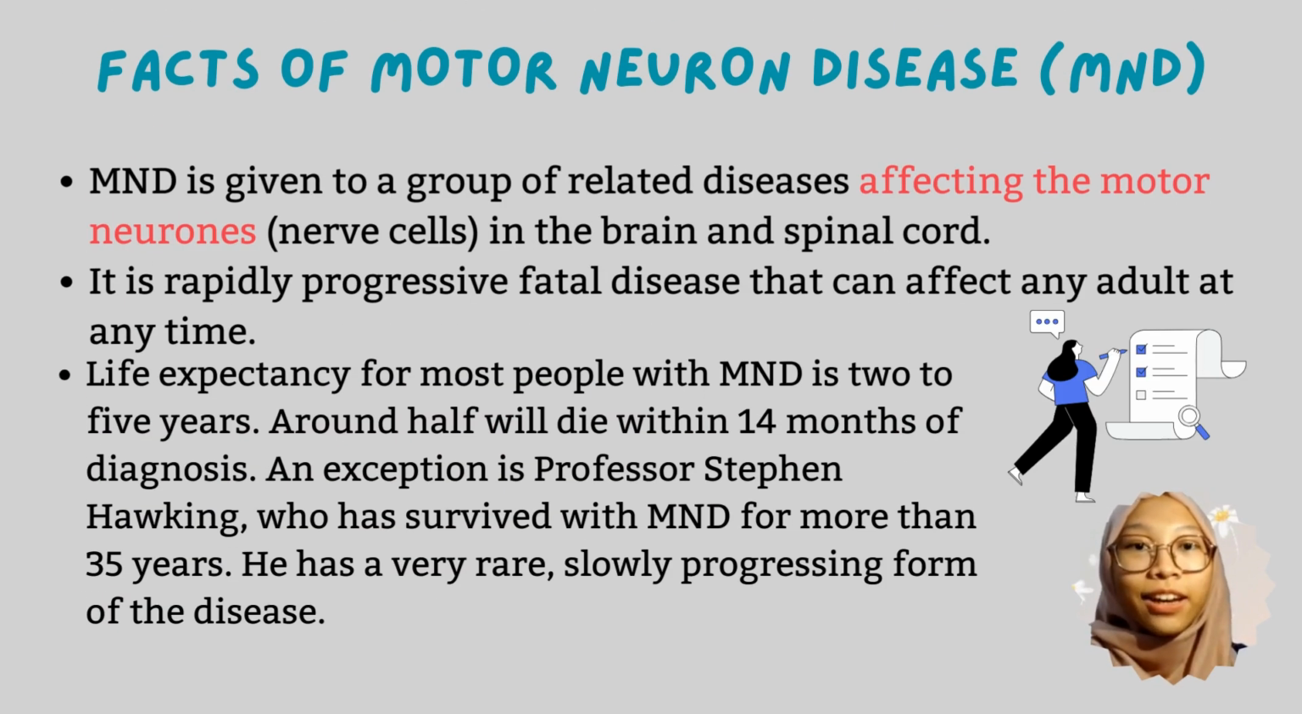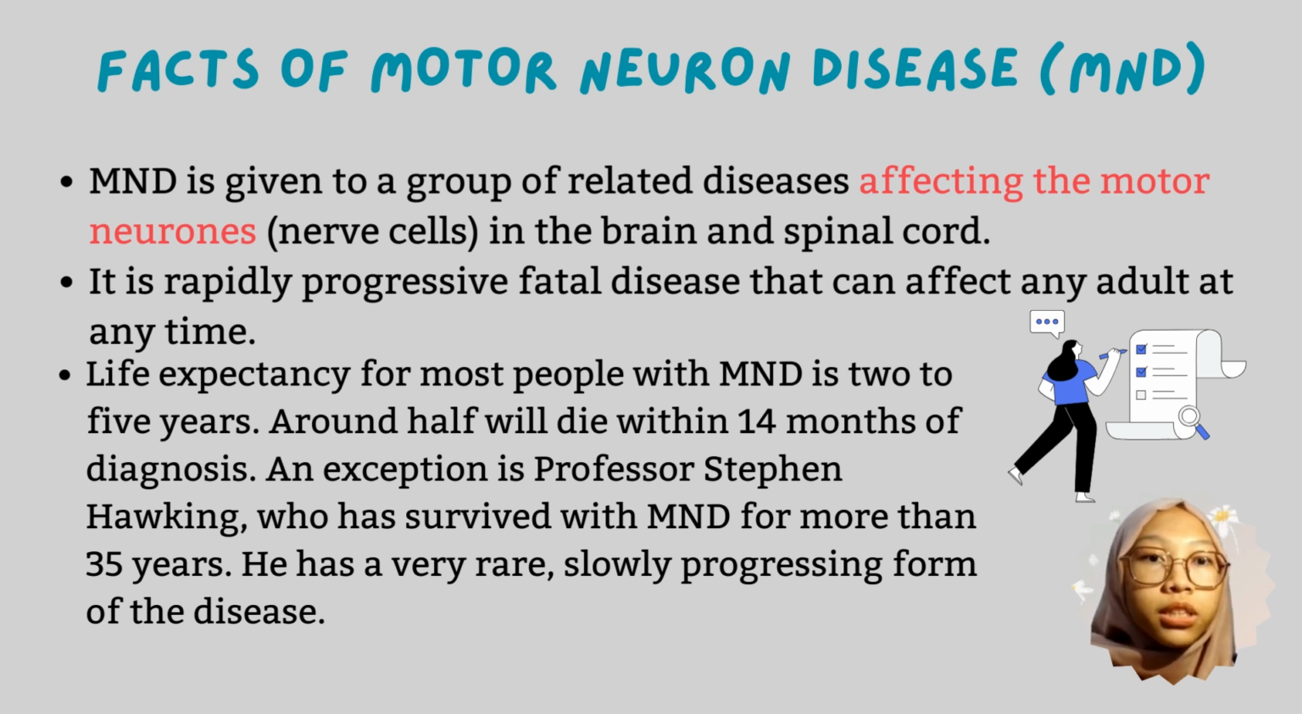On this slide, I will tell about the facts of motor neuron disease. Based on the research, MND is a group of related diseases affecting the motor neurons in the brain and spinal cord. Furthermore, it is a progressive fatal disease that can affect any adult at any time. And the last one, life expectancy for most people with MND is 2 to 5 years. Around half will die within 14 months of diagnosis.